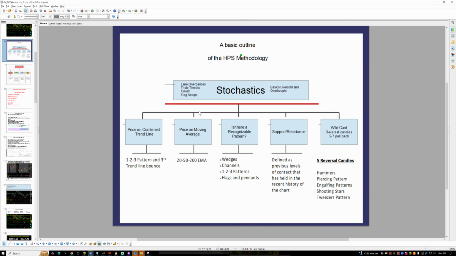It's our basic. That's our foundation. Everything is based off of stochastics. Price on a confirmed moving average. These are the other indicators that we want to have lining up. It was called 3 out of 5 indicators would have to be lined up. Stochastics is automatically number one. Then we want either the price to be on a confirmed trend line, or the price to be on a moving average, or is there a recognizable pattern that we're in?